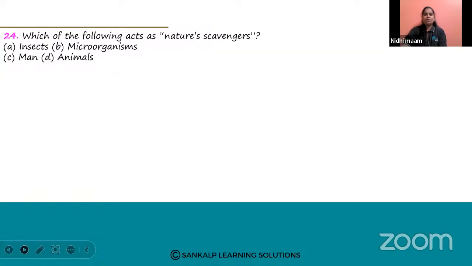Next, which of the following acts as a nature's scavenger? Which example given below is a nature's scavenger? What is a scavenger? Which feeds upon the dead animals. Hyena, crow, so these all are scavengers. These will initiate the decomposition. Scavengers are a must for decomposition to start.